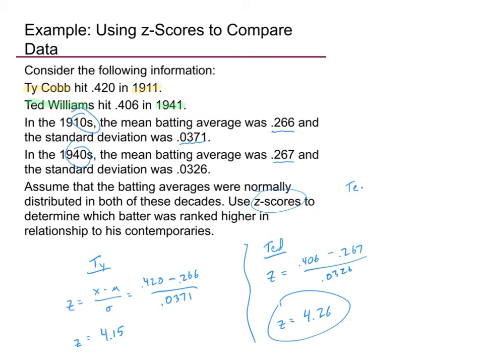Ted Williams had the better relative batting average. There we go. All right, so that's the answer to that example.